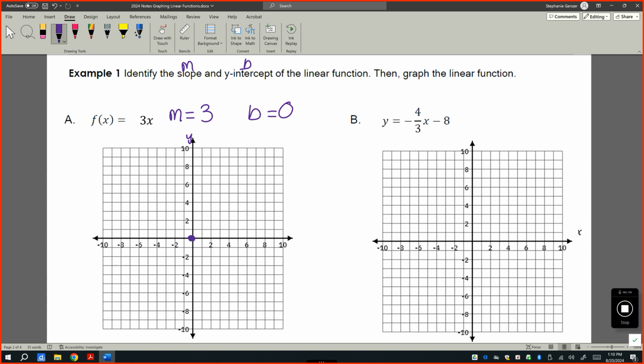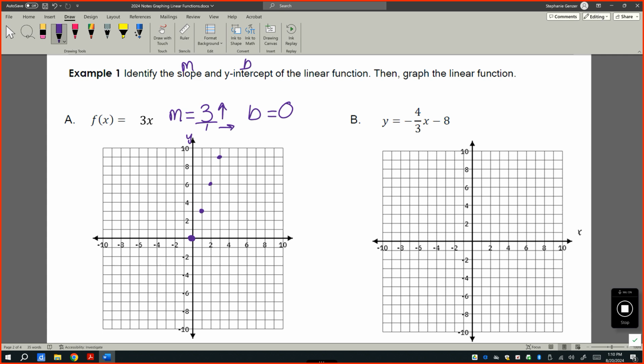Now, when your slope is a whole number, there's something under it. What's under it? 1, okay? So that means we're going to go up 3 and to the right 1. So up 1, 2, 3, and to the right 1 point. And then you just keep going until you filled all of the space on your grid. 1, 2, 3, right 1.